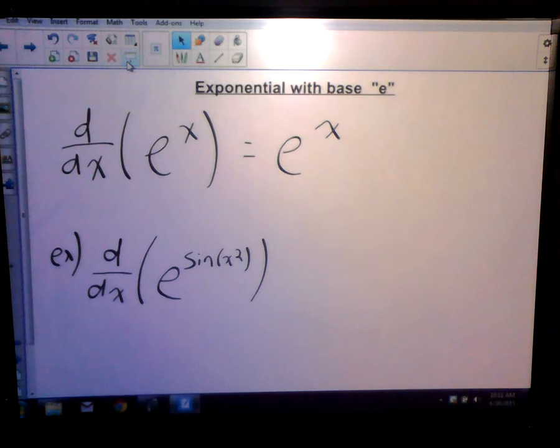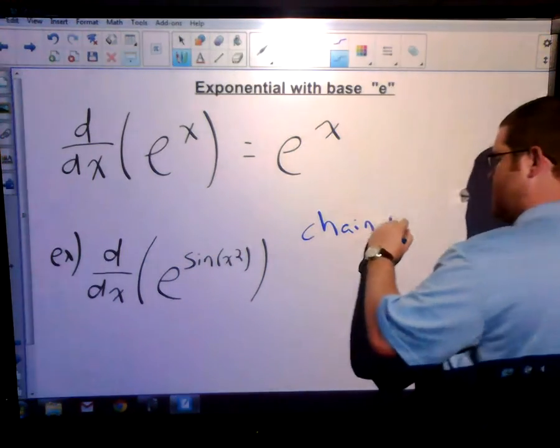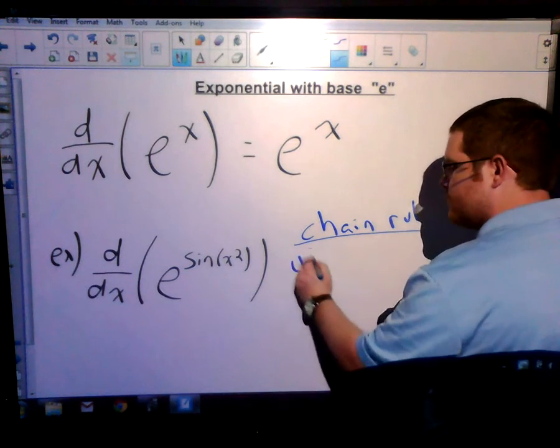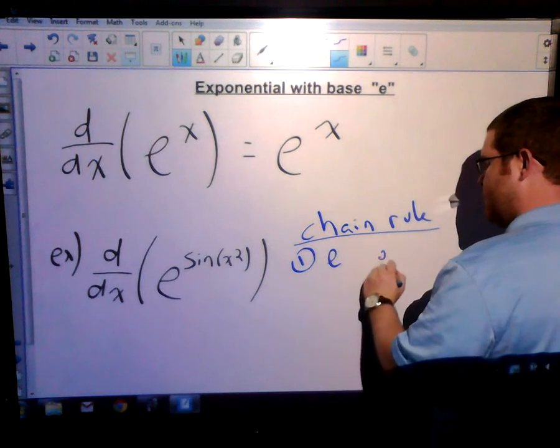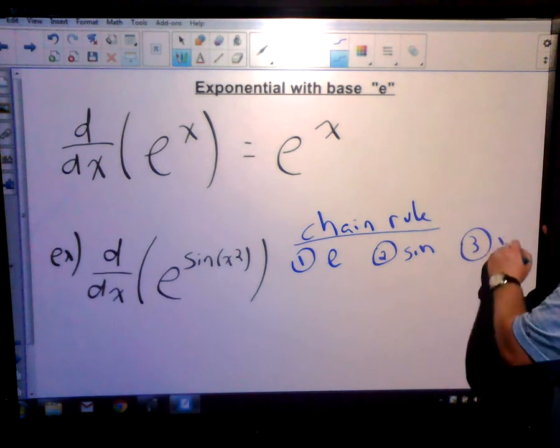What's the derivative of e to the sine of x squared? Well, this is a chain rule. Working outside in, what's the first function? It's e. What's the second function? It's sine. And what's the third function? It's x squared.